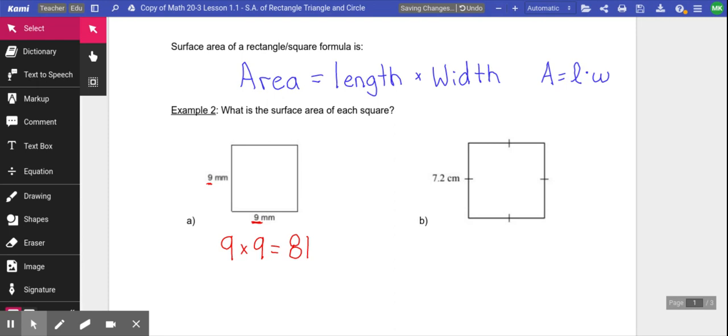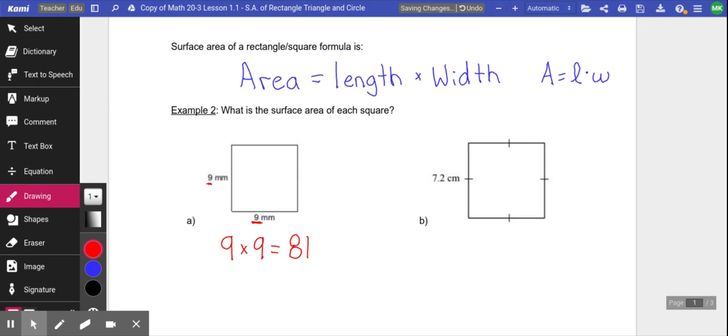Beautiful. If you look at the next square over, you'll notice they only gave you one side length. They didn't give you the other side lengths. We know this is a square though, right? The question said calculate a square. So they're all the same. So I know that right next to it, this is also 7.2. This is also 7.2. This is also 7.2.